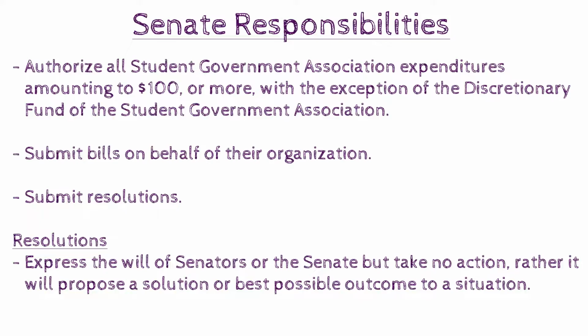The Senate is responsible for authorizing all Student Government Association expenditures amounting to $100 or more, with the exception of the discretionary fund of the Student Government Association, which is controlled by the Executive Council. Senators are also expected to submit bills on behalf of their organization and submit resolutions as needed. Resolutions express the will of the senators or the Senate but take no action. Rather, it will propose a solution or best possible outcome to a situation.